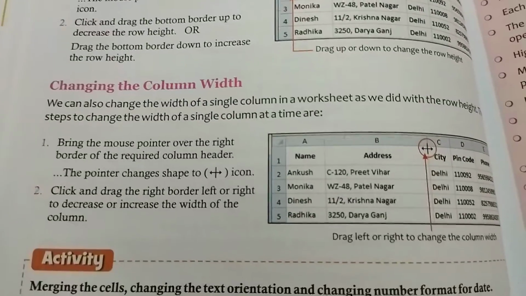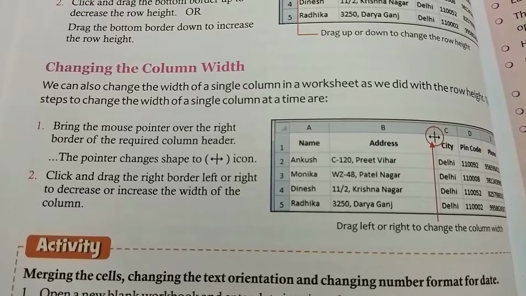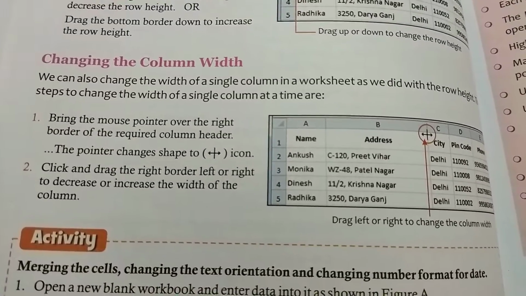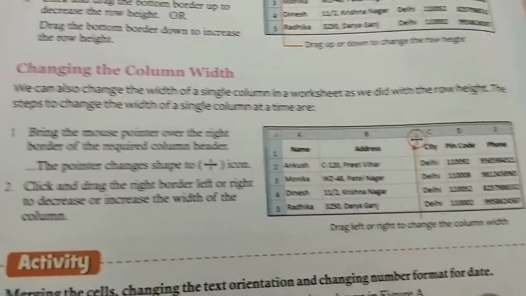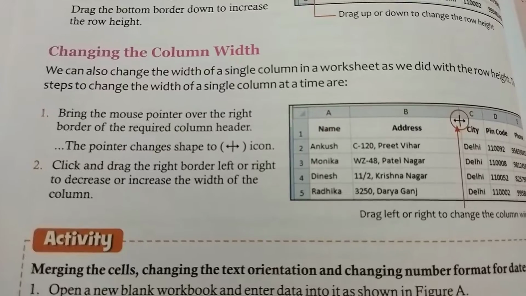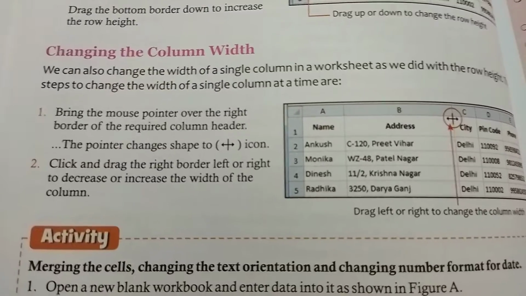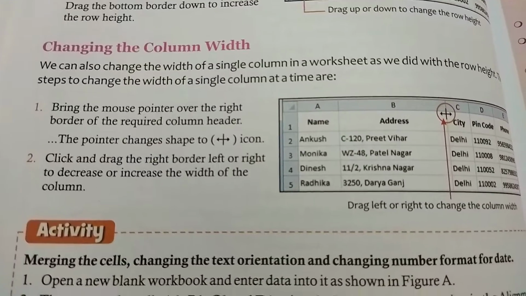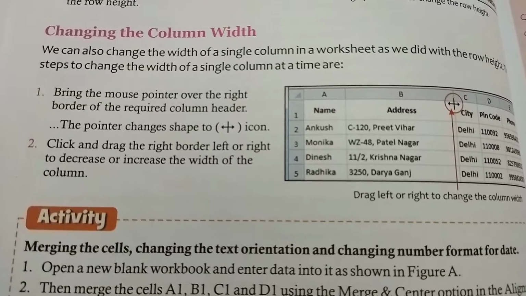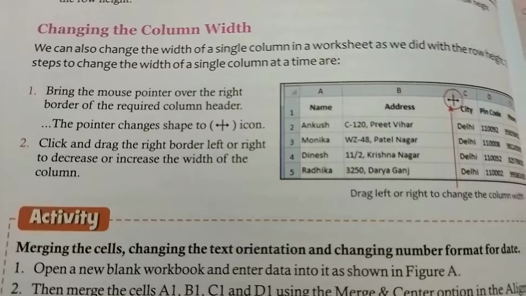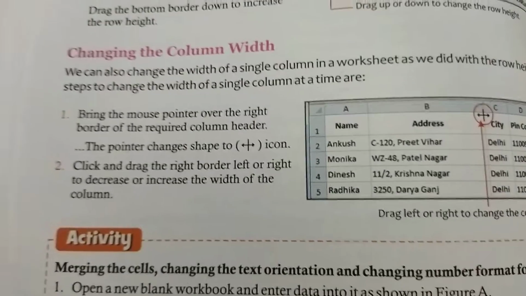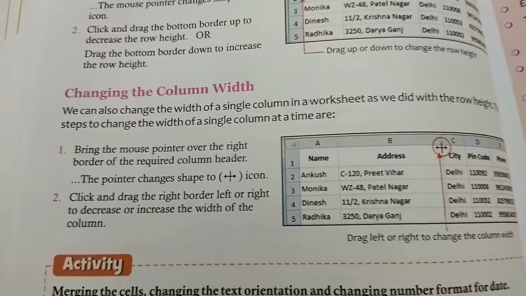Then the same as it is, changing the column width. So we can also change the width of a single column in a worksheet as we did with the row height. The steps to change the width of a single column at a time are: bring the mouse pointer over the right border of the required column header. The pointer changes shape to a plus icon. Then click and drag the right border left or right to decrease or increase the width of the column. Okay, so this is your topic, changing the column width.